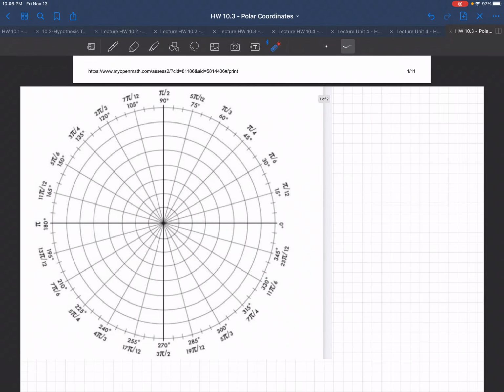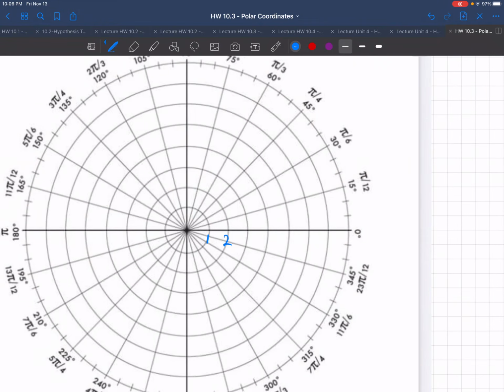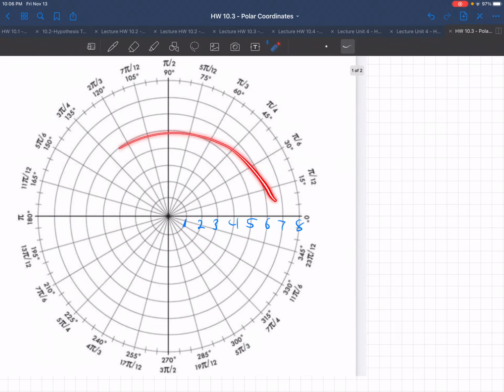What is polar paper? Well, basically it shows these circles. There's a radius 1, 2, 3. In fact, I'll write those numbers for you. This is radius 1, 2, 3, 4, 5, 6, 7, 8 going out. And then these are the various angles around, 15, 30, 45, 60, 75, etc. Going all the way around, 330, 345. This would be 360, the same as 0.